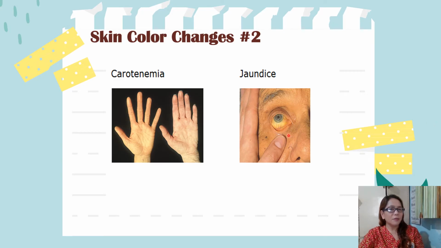So, yung may mga jaundice or jaundiced skin, this can be observed in a patient who has a problem in the liver, or liver cirrhosis, or those who have hepatitis. Yan, nagkakaroon ng jaundice or yellowish skin.